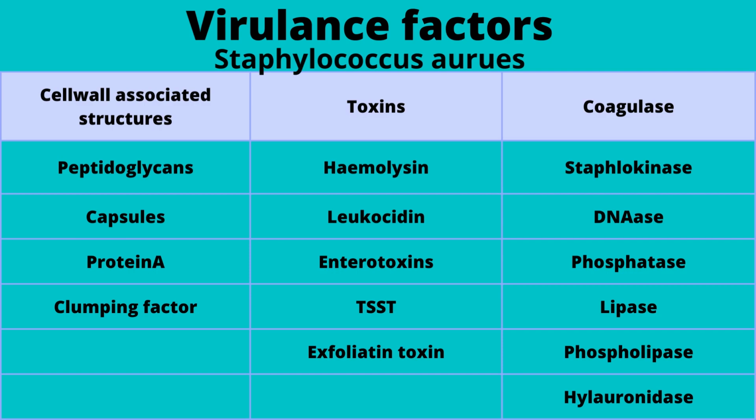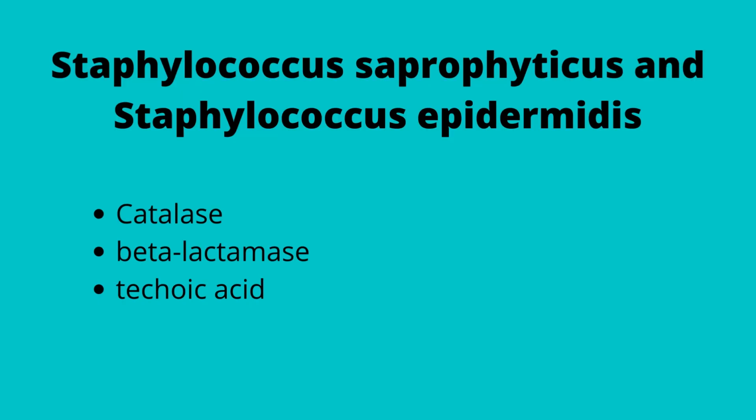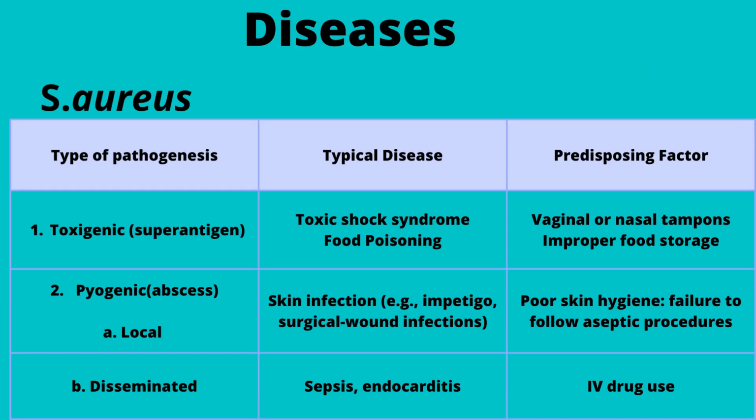Next is the coagulase category that includes staphylokinase that causes the lysis of thrombi, DNases, phosphatases, lipases, phospholipases, and hyaluronidases, while the important virulence factors of Staphylococcus saprophyticus and Staphylococcus epidermidis include catalase, that is an important enzyme produced by this bacteria, beta-lactamase that imparts resistance to beta-lactam drugs, and teichoic acid that is present in the cell wall and it also induces the production of various cytokines from macrophages.